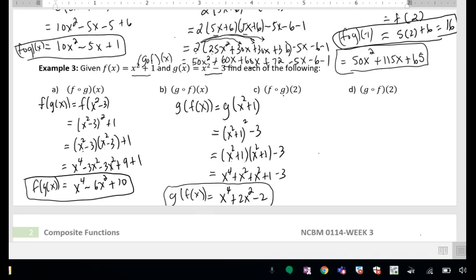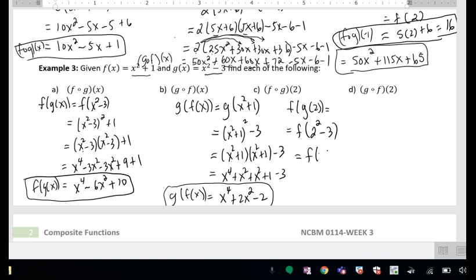Okay, the next one, f composed of g of 2. We have f of g of 2. So here we end up with f of g of 2. So we're going to substitute the 2 for the x in the g function. So we get 2 squared minus 3.